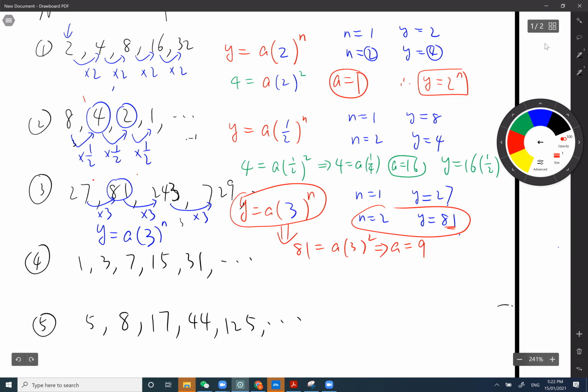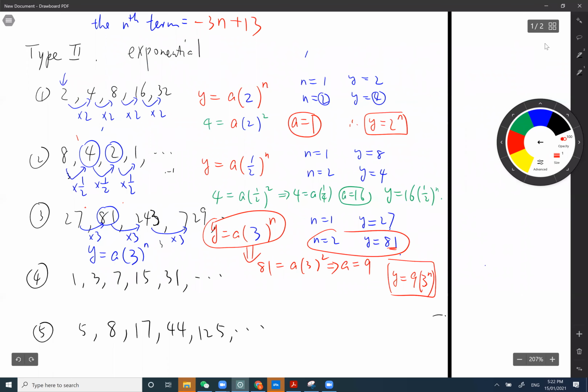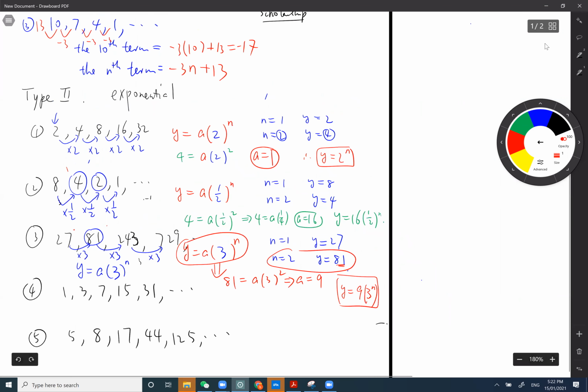Nine. 81 divided by 9. So the final answer, y equals 9 times 3 to the power of n. Okay, that's this 3. Later we check 5, 4. We need to double check another 3 questions. Okay.